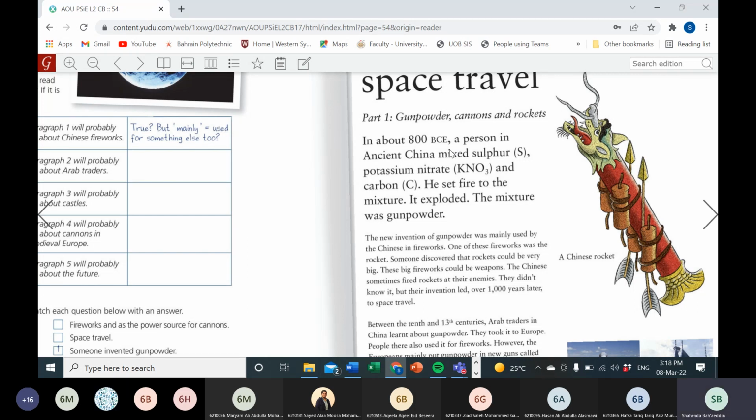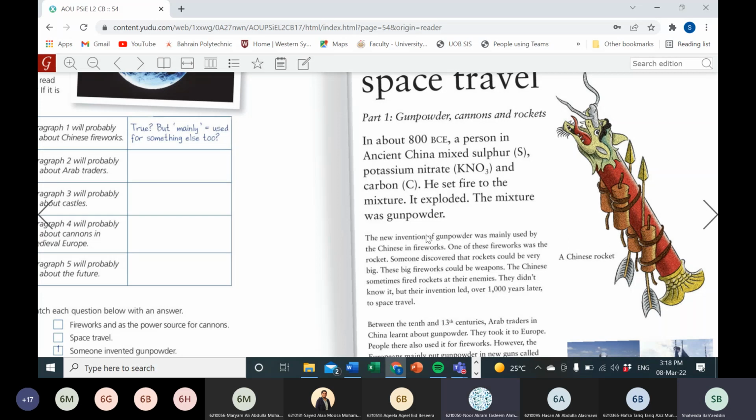In about 800 BCE, a person in ancient China mixed sulfur, potassium nitrate, and carbon. He set fire to the mixture, it exploded. The mixture was gunpowder. Thank you so much, Noor.